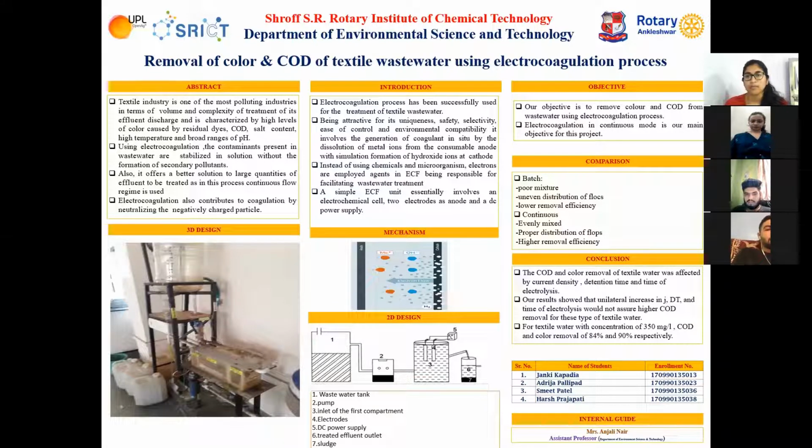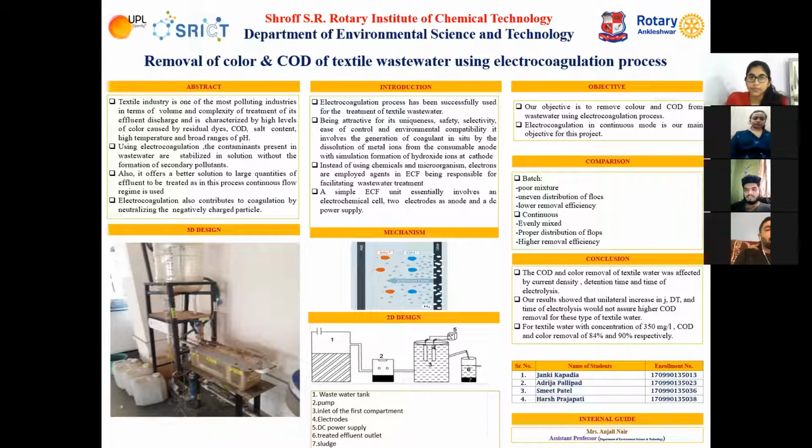So, the electrocoagulation continuous upflow process has been successfully used for the treatment of textile wastewater, being attractive for its versatility, safety, selectivity, ease of control, and environmental compatibility. It involves the generation of coagulant in situ by the dissolution of metal ions from the consumable anode with the simultaneous formation of hydroxide ions at the cathode. Instead of using chemicals and microorganisms, electrons are the agents in ECF, being responsible for facilitating wastewater treatment. A simple ECF unit essentially involves an electrochemical cell, two electrodes as anode and cathode, and a DC power supply.